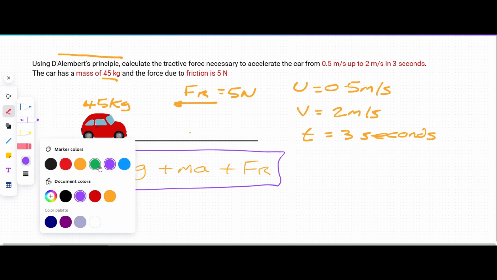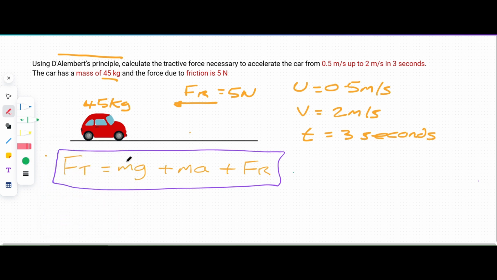So what we're going to do now is, what do we know? Well, I know the mass, yes. I know gravity is 9.81. That's good. I don't know acceleration, but I can find it because I know starting velocity, final velocity, and time. So I can find a. So I'm going to put a, we don't know. And this thing is friction, which I do know is 5. So I've got to find the acceleration of this car.